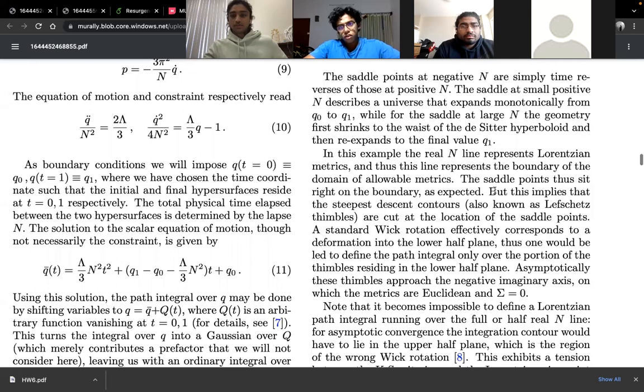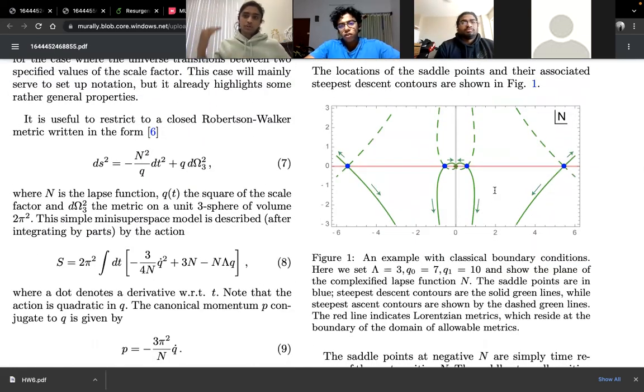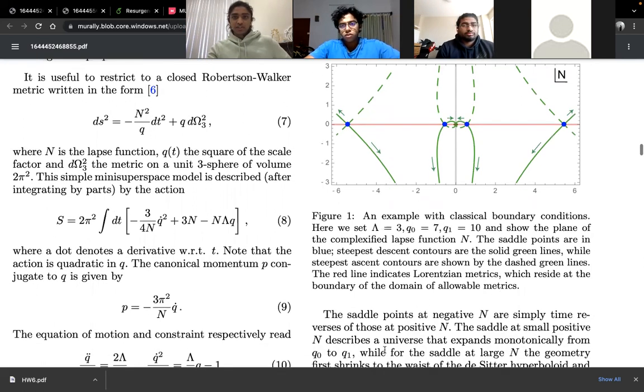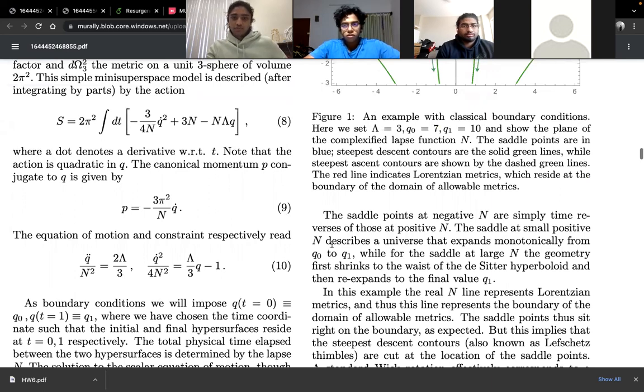So that's what we are essentially trying to do. This is what we do for other metrics as well. Based on the criterion, we see, to the north of the saddle point and the N equals 0 line, whether the metrics are allowable or not. We do all these manipulations. The specifics can be found in the paper, and I can send it to you guys. That's how you find them.